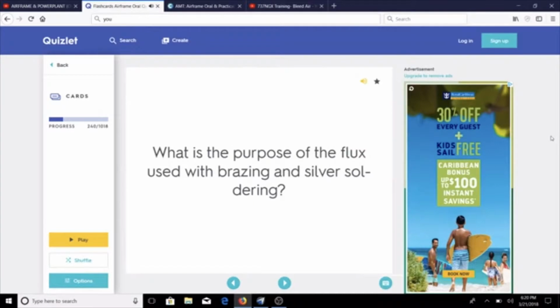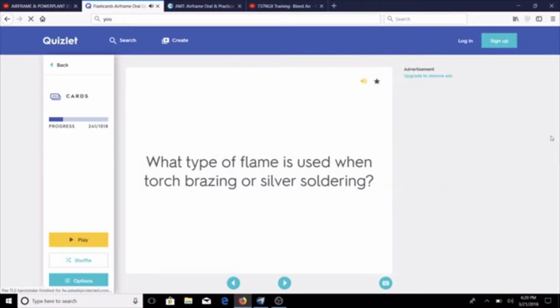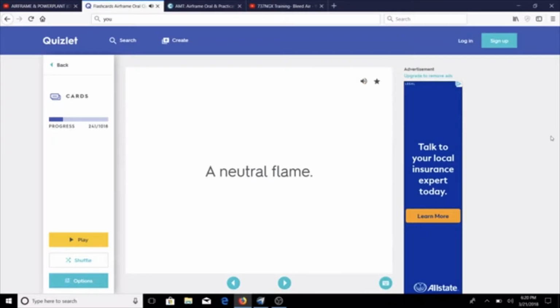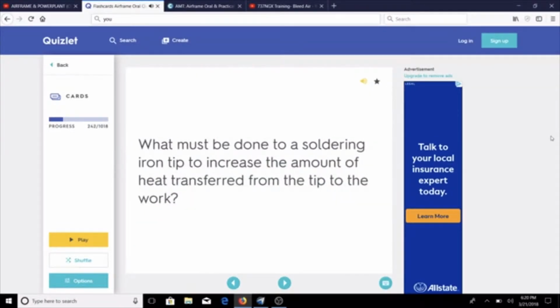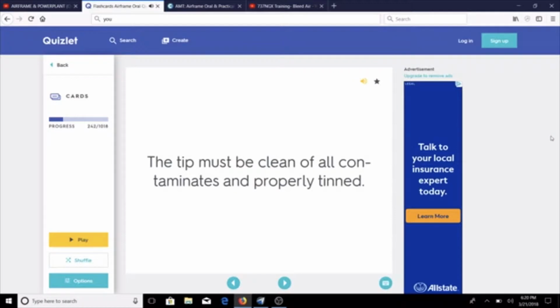What is the purpose of the flux used with brazing and silver soldering? The flux cleans the base metal by removing any oxide film. What type of flame is used when torch brazing or silver soldering? A neutral flame. What must be done to a soldering iron tip to increase the amount of heat transferred from the tip to the work? The tip must be clean of all contaminants and properly tinned.